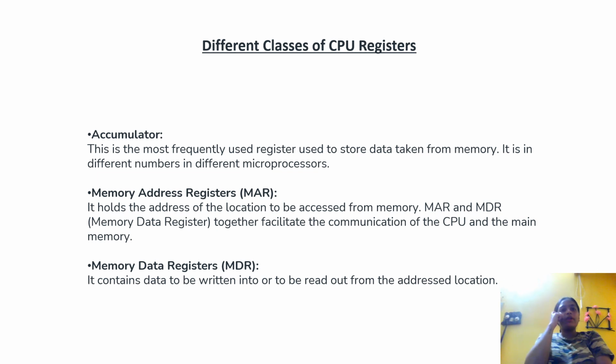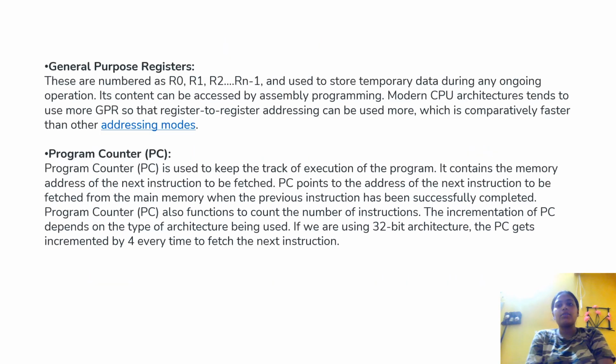Next, coming to the memory address register, which is mainly denoted as MAR. It holds the address of the location to be accessed from memory. MAR and MDR together facilitate the communication between the CPU and the main memory. Next, coming to MDR, which is the memory data register. It contains the data to be written into or read out of the address location.